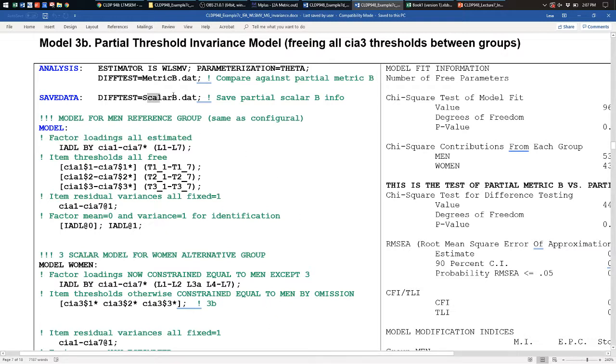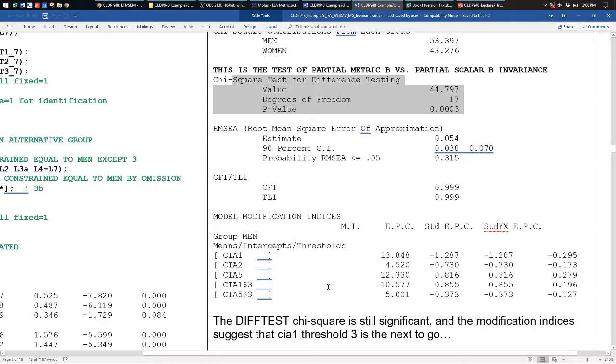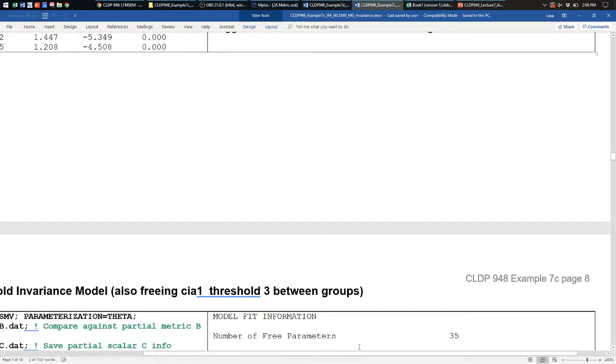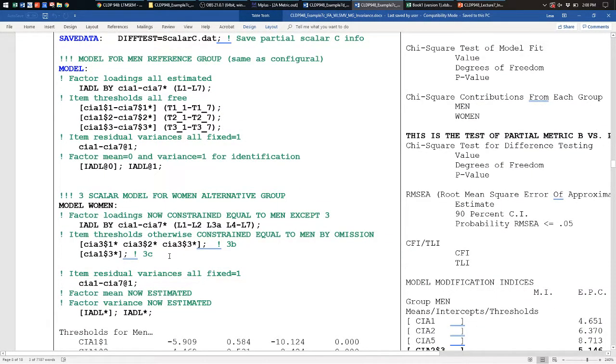I'm saving this as scalar B. I'm still comparing it back to metric B. Chi-square difference test, better, but still not there yet. Suggestions. Item 1, threshold 3 is the next to go. So we pick up item 1, threshold 3 down here.